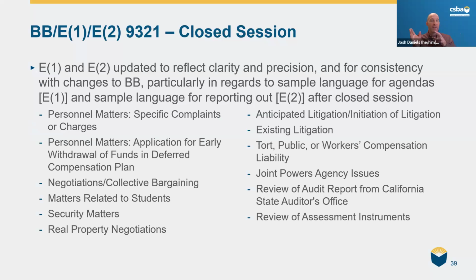And the second exhibit, E2, is all about whether you report out verbally or in writing, and how to do that. But what we found when we reviewed the board bylaw was that some of that language was in the board bylaw, and so we wanted to clean it up a bit. So we moved all of it. It's all clearly laid out in E1 for how to write it up in your agenda, and clearly laid out in E2 for how to report it out either verbally or in writing.